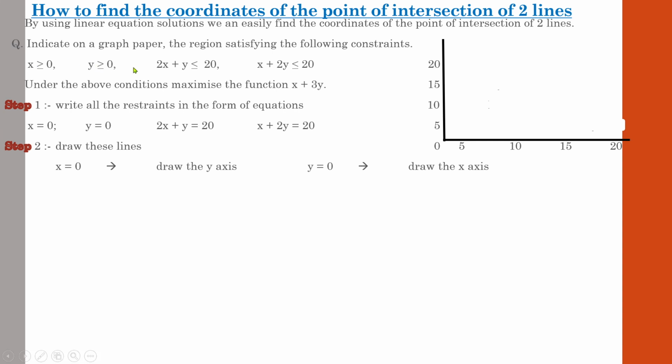See, in the question you can see that the numbers are 2, 20, 2, 20 like that. So the numbers should be between 0 and 20. Here the maximum number is 20, so you need to point out the values in the graph until 20. So we can write 0, 5, 10, 15, 20.